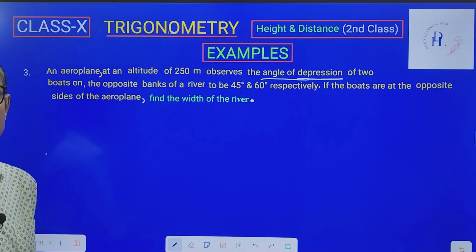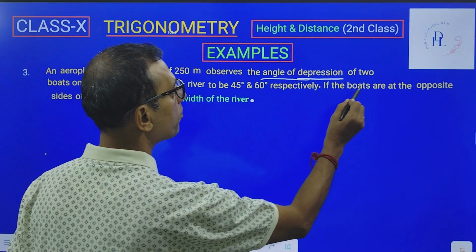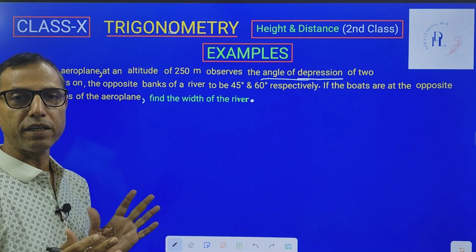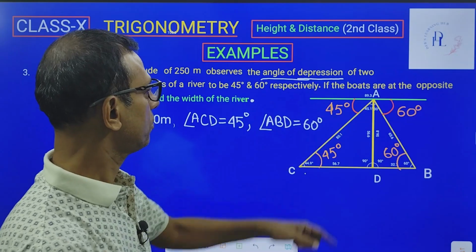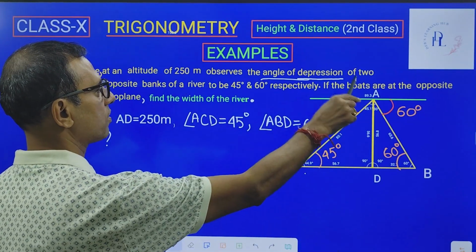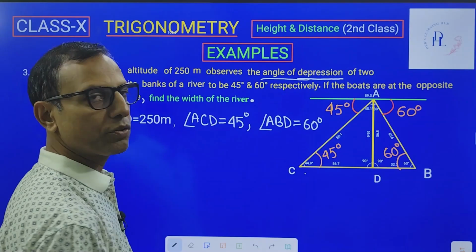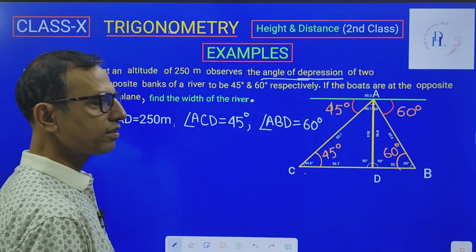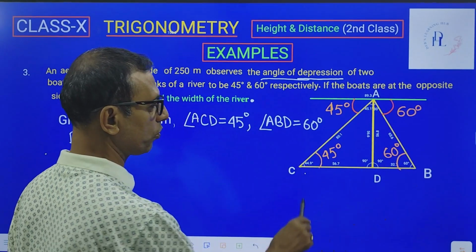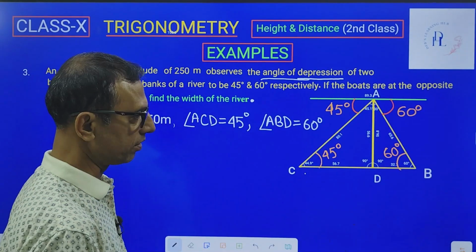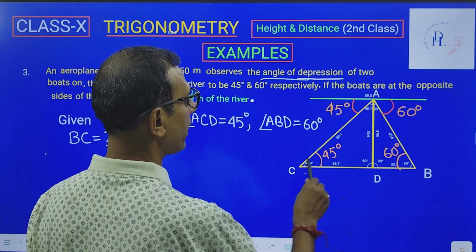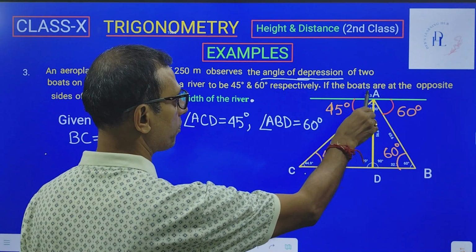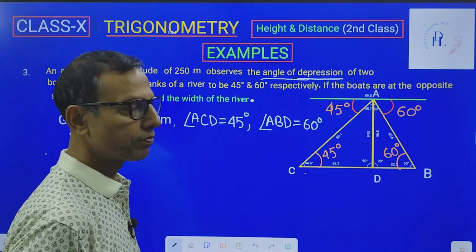So then where is the position of the aeroplane? If the boats are at the opposite sides of the aeroplane, that means the aeroplane is in between the two banks. So if I transform the entire story into pictorial form, that is how it looks. BC is the entire river. One boat is at bank B, one boat is at bank C, so opposite sides of the river. The aeroplane is in between the two boats.